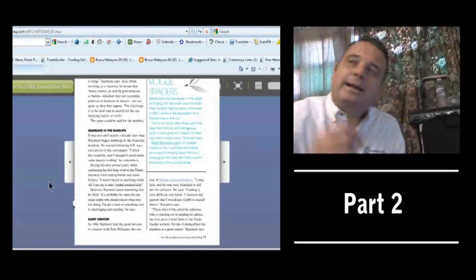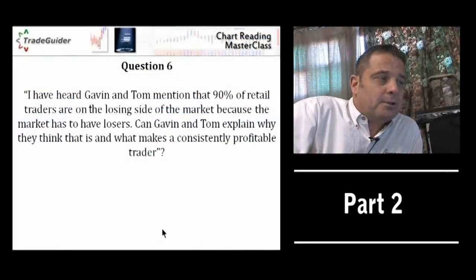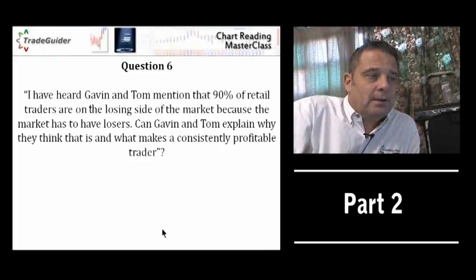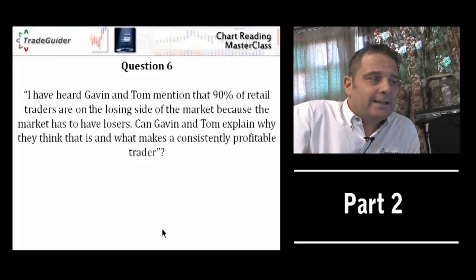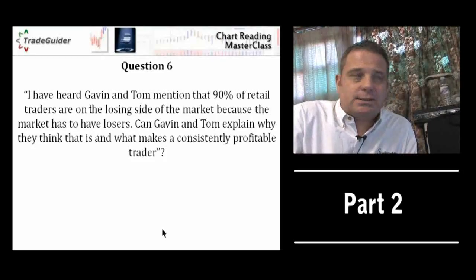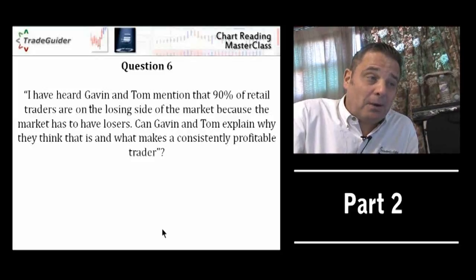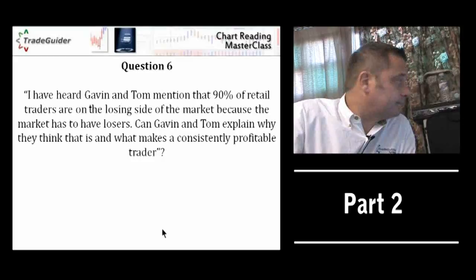Term, isn't it? Yeah. Now, the next question leads us nicely into that. The question came from a gentleman. He said, I've heard Gavin and Tom mention that 90% of retail traders are on the losing side of the market because the market has to have losers. Can Gavin and Tom explain why they think that is and what makes a consistently profitable trader? Now, I've got my view, but Tom, what's your thoughts on that?